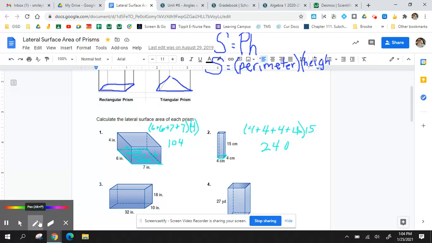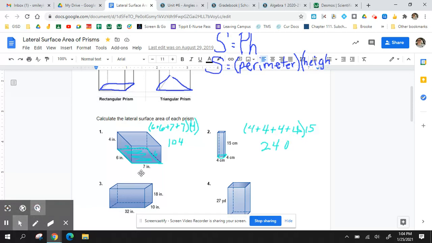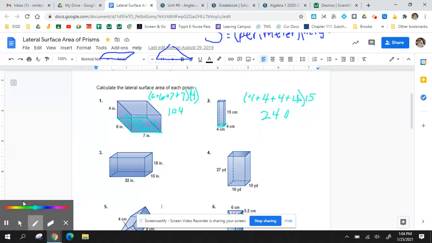All right, let me use a different color, and let me scooch the page up just a little bit. All right, so on this one, our perimeter is going to be using 32 and 10. So remember, 4 sides, so we want 32 plus the other side of 32, and we want 10, and then plus the other side of 10, and then we want to multiply, of course, by 18. Because that is our height of our prism.